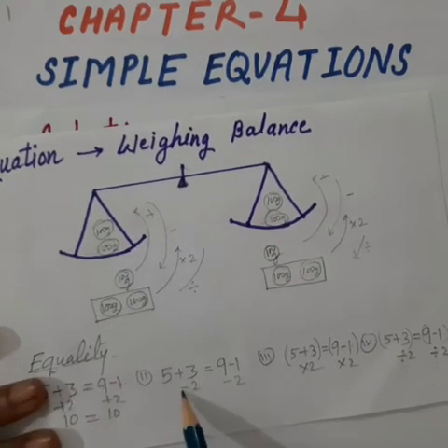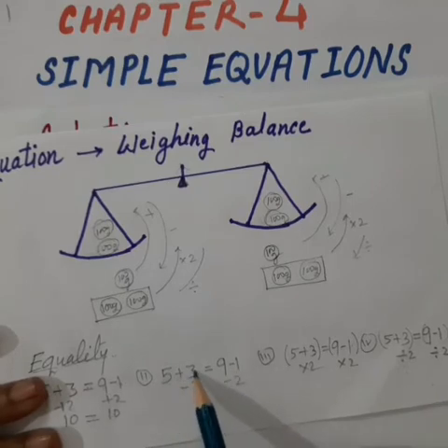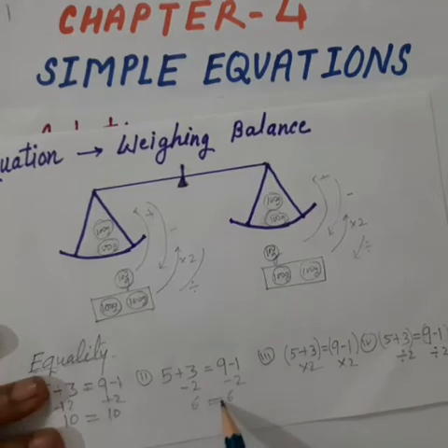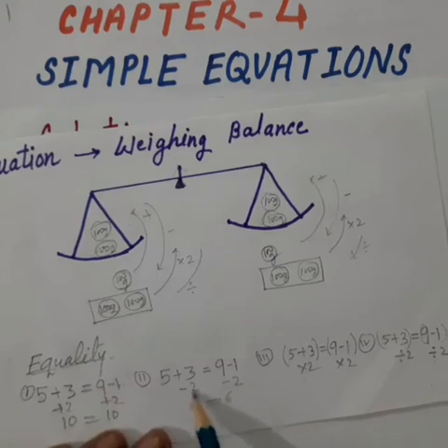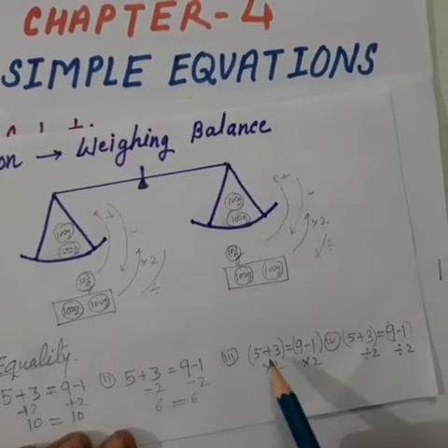Let us subtract the same number from both sides. 5 plus 3 is 8, 8 minus 2 is 6. 9 minus 1 is 8, 8 minus 2 is 6. Again we are getting the same sign. The sign is not changing when we subtract the same number from both sides.